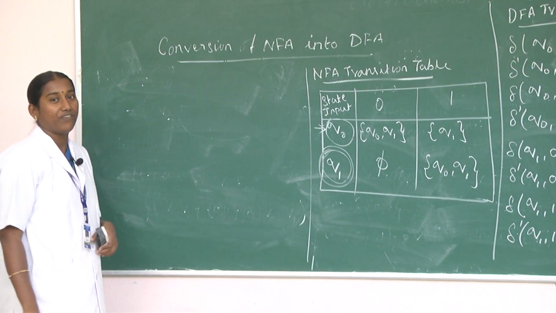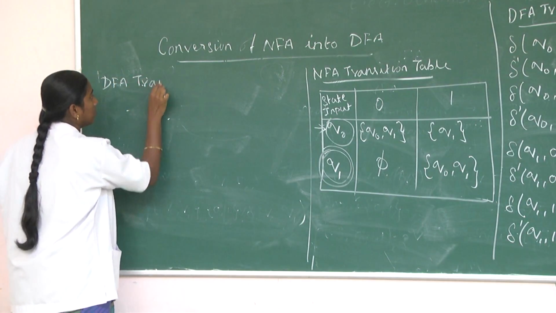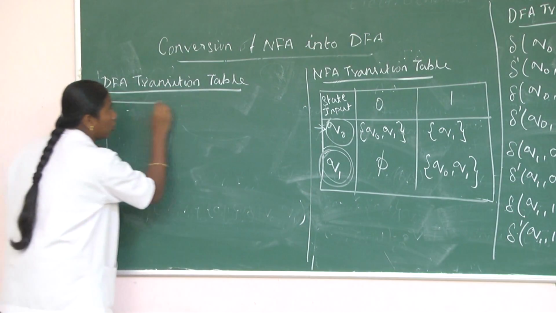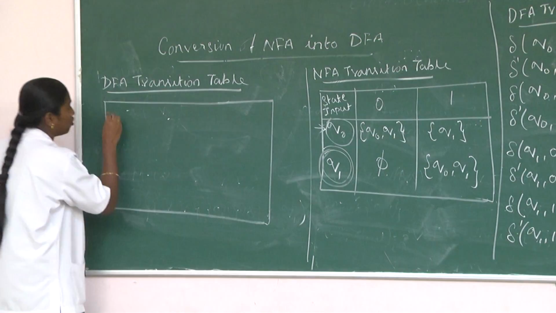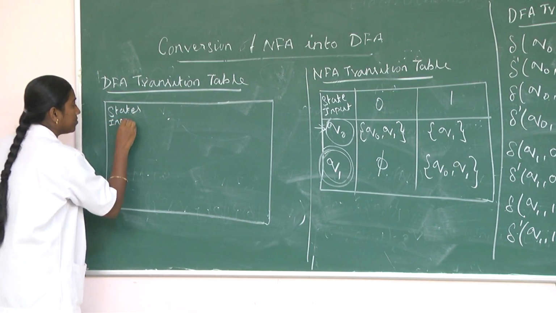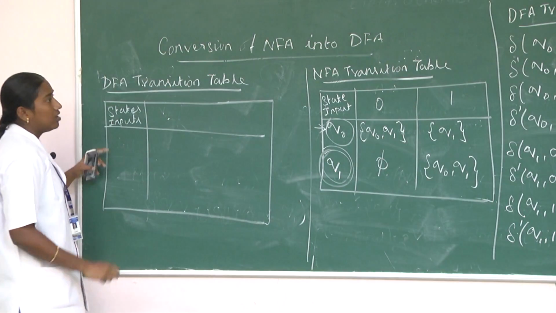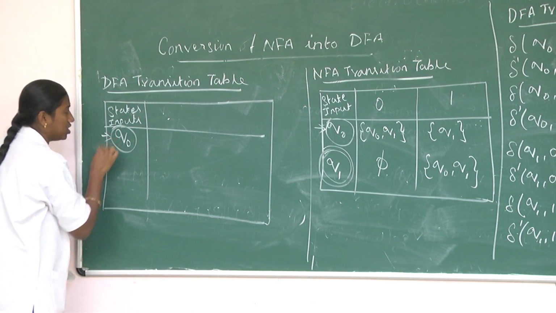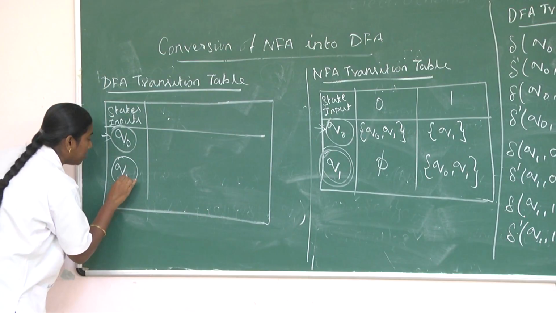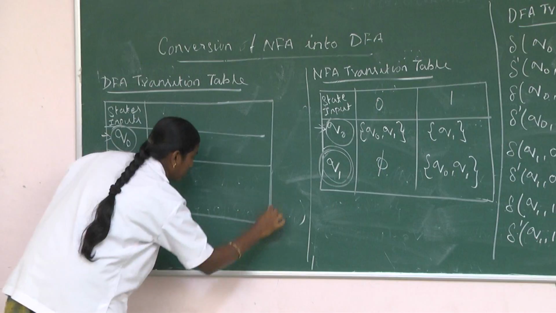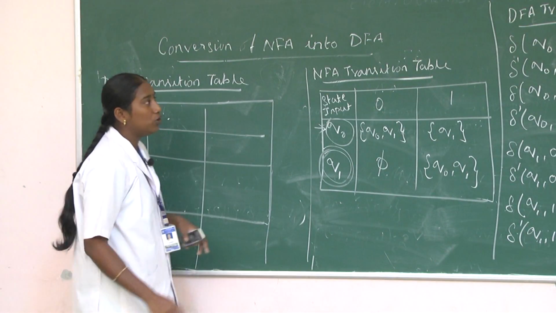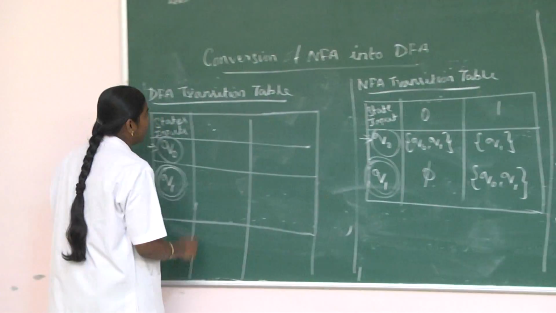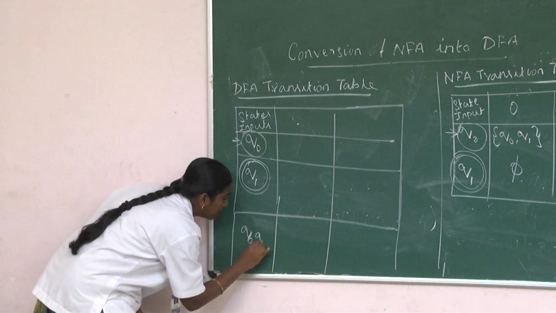First I will construct the DFA transition table. So we all know the procedure to draw the DFA transition table. It consists of states as well as inputs. Here, after converting into a DFA, we received a new state. The initial state is Q0, and another state Q1 is considered to be a final state. And one more new state we have found after converting into a DFA, that is Q0 and Q1, which is also considered while drawing the DFA transition table.